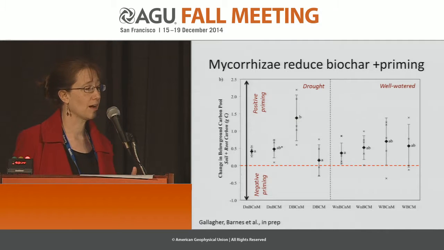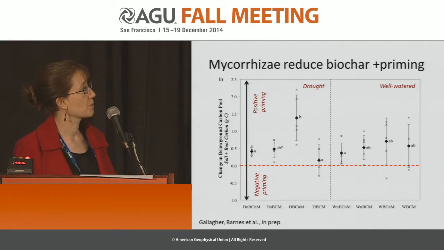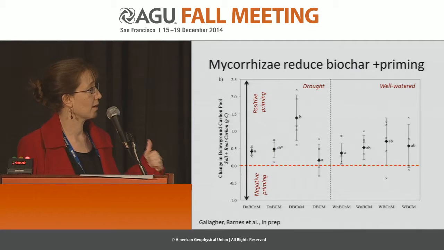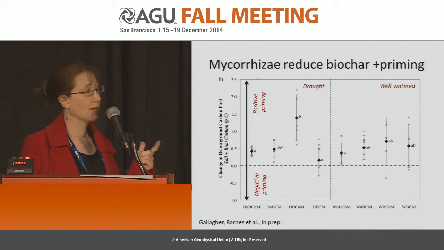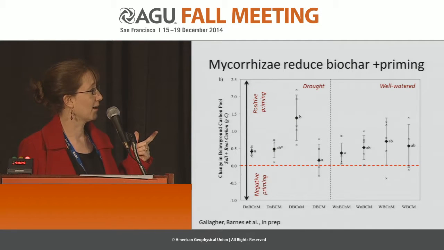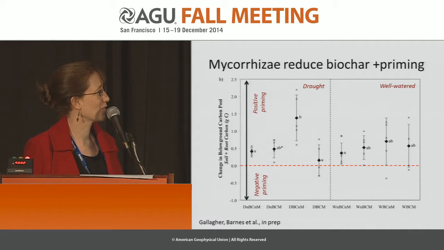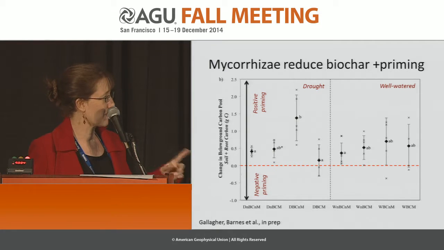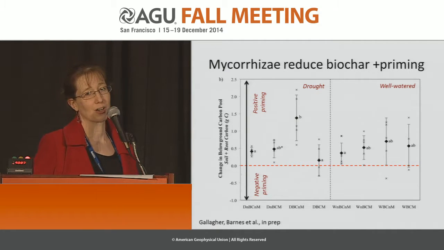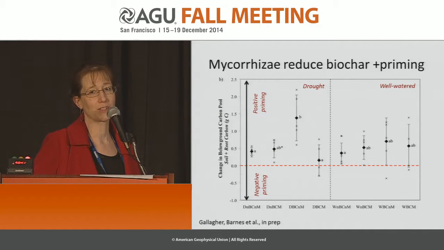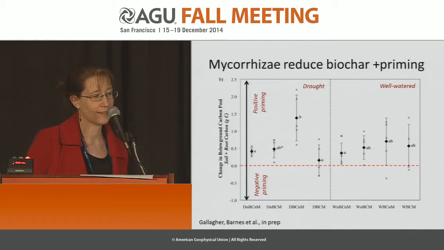And so what we saw was that there was positive priming under drought conditions when we had biochar alone. We had positive priming with mycorrhizae alone, and especially positive effects with biochar alone. And then when the mycorrhizae and biochar were added together, the priming effect went away. So we're seeing an interaction between the biochar and mycorrhizae, reducing the positive priming effect in the system.